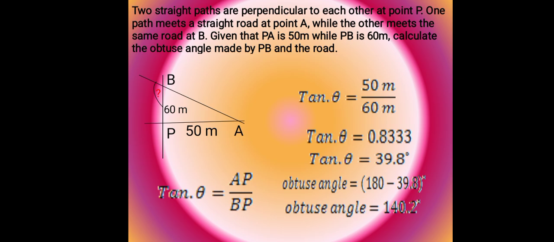This angle ABP can be found by taking tan theta equals AP over BP. AP is 50 meters, BP is 60 meters. So tan theta becomes 0.83333. Looking at our mathematical tables or using a scientific calculator, tan theta 0.833 is equivalent to 39.8 degrees. So our obtuse angle will be 180 minus 39.8 degrees, which becomes 140.2 degrees.